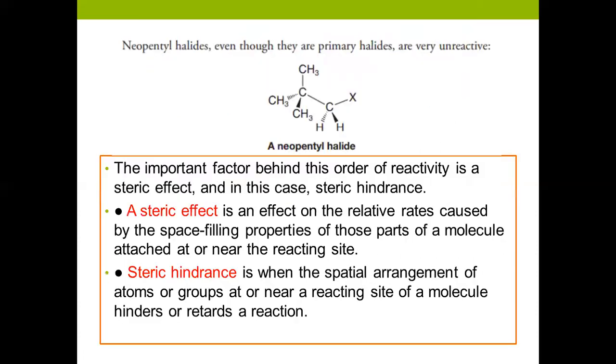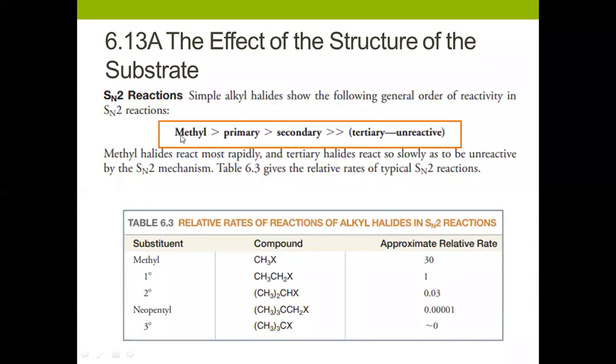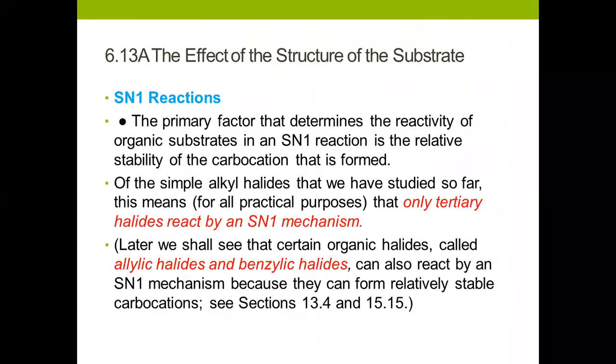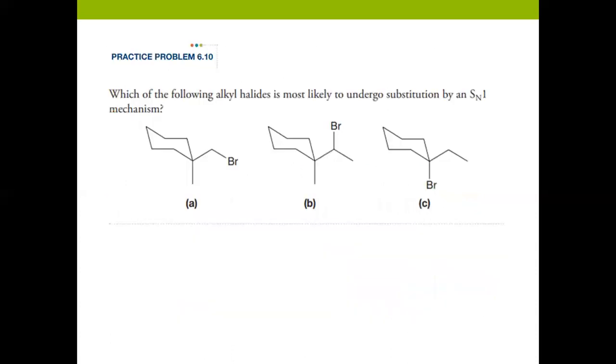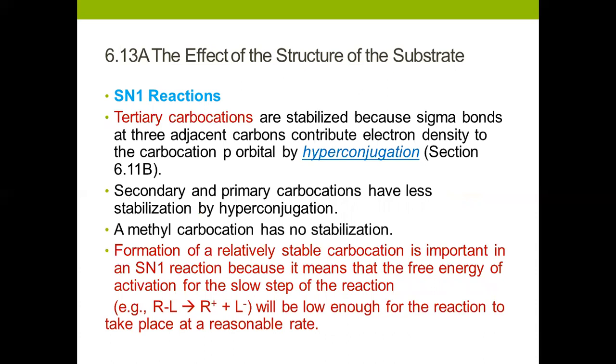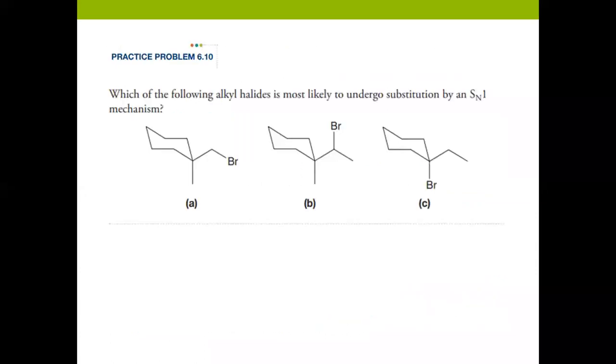Okay, so any questions? For the substrate, SN2 reaction favors methyl and primary halides. For the SN1 reaction, the primary factor that determines the reactivity of the organic substrates is the relative stability of the carbocation. If you remember, in the SN1 reaction it first forms the carbocation, and the carbocation is much more stable when it is tertiary, and then secondary or 2 degree. So you look at the structure of your alkyl halide and ask yourself what kind of carbocation will be formed when the leaving group leaves. Again, the SN1 reaction favors the tertiary or 3 degree carbocation.